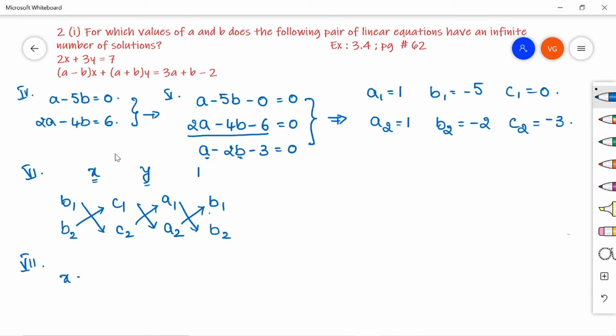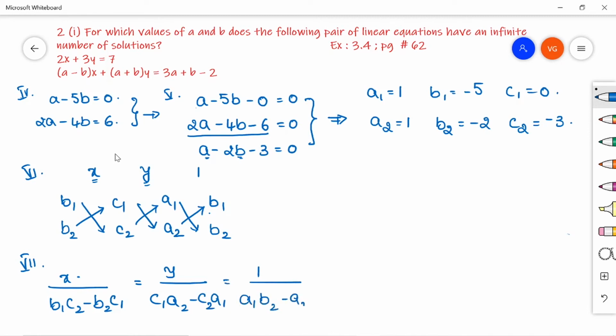So step 7, write down the formula here. x divided by b1 c2 minus b2 c1 is equal to y divided by c1 a2 minus c2 a1, that is equal to 1 divided by a1 b2 minus a2 b1. Compare these two and then these two to get the values of x and y, which is nothing but the unknowns a and b here, right?